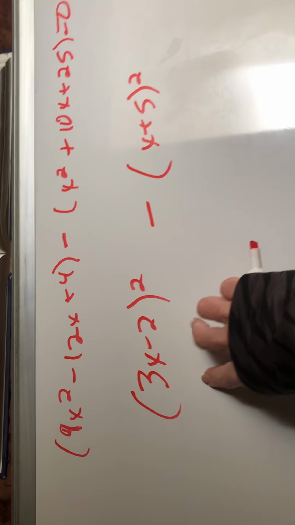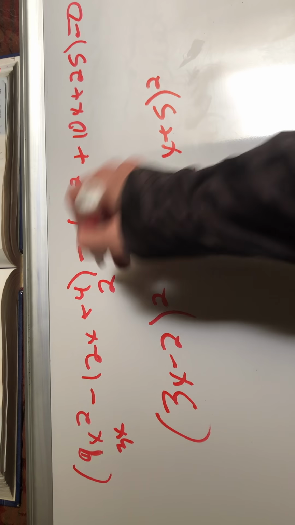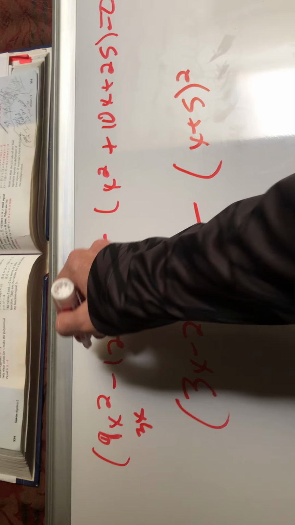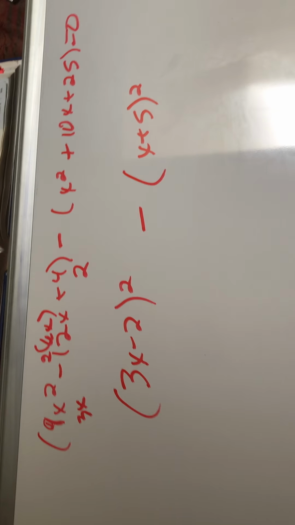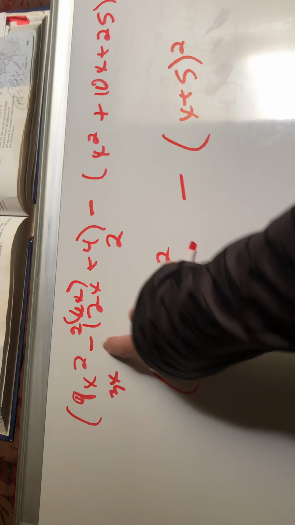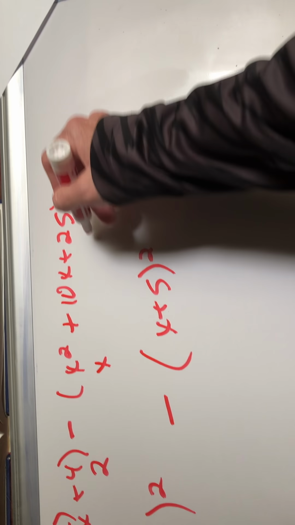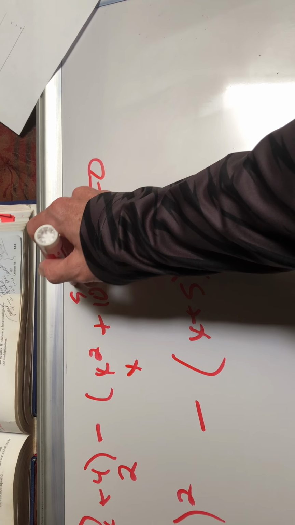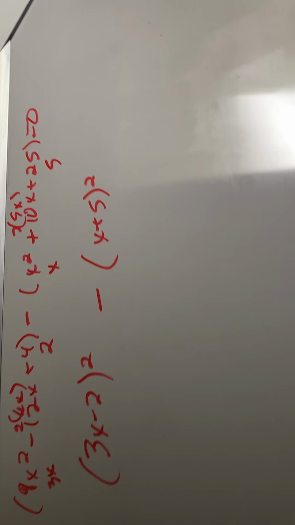Now 3x minus 2. 3x is the square root of 9x squared. 2 is the square root of 4. 3x times 2 is 6x. If I double it, I get 12x. That's why it's a perfect square trinomial, and that's why it factors into 3x minus 2 all squared. That minus sign is why I put a minus sign right there. Same thing here. Square root of x squared is x. Square root of 25 is 5. 5x. Double it, it's 10x. So x plus 5 all squared.